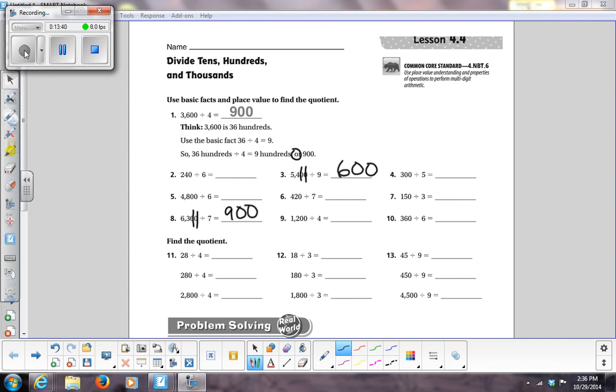Okay, let's look at number 12. I have 18 divided by 3, which is what? 6. 18 divided by 3, John Lucas, what? 6. Good. So my answer first is 6. Now, is there anything different between this problem and this problem? Yes. What, Elise? There's one more 0. Cross it off, put my 6 here, add my 0.